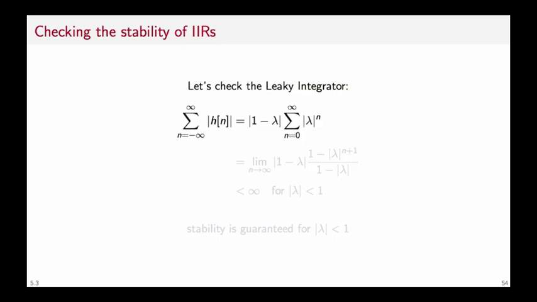And if we do the exercise with our friend the leaky integrator, we get the sum for n that goes from 0 to infinity of magnitude of lambda to the power of n multiplied by a leading factor of 1 minus lambda in magnitude. This is just a geometric sum, and we know that it's equal to the limit for n that goes to infinity of 1 minus magnitude of lambda to the n plus 1 divided by 1 minus magnitude of lambda, always multiplied by this factor that doesn't really bother us. This limit converges only if lambda is less than 1 in magnitude, and therefore stability of the leaky integrator is guaranteed only for lambda less than 1 in magnitude.